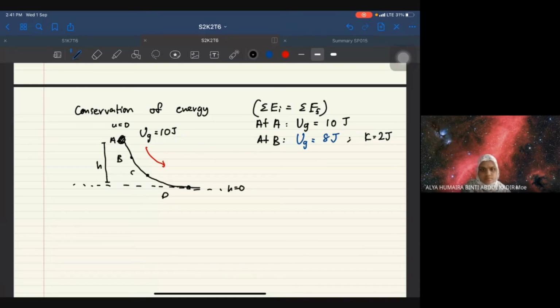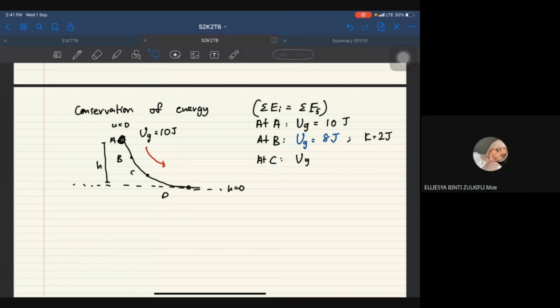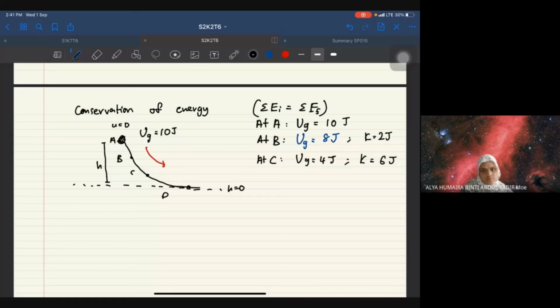Okay, at C, do you think that the potential will continue to decrease ataupun dia naik balik dekat point C? Decrease. It will continue to decrease, right? Let's say now they decrease kepada 4 joule. So the kinetic energy becomes 6 joule. Okay. And how about at D?